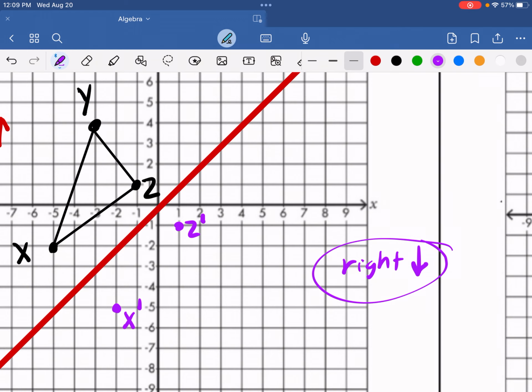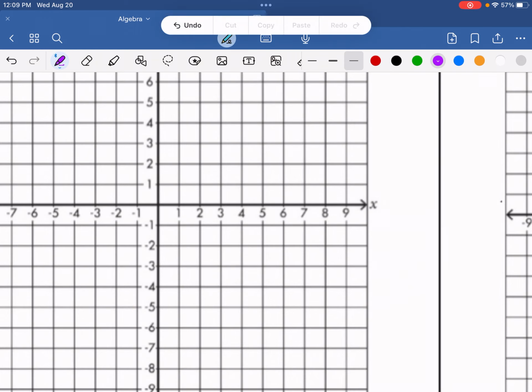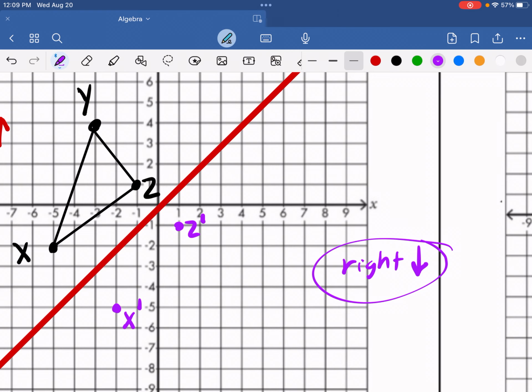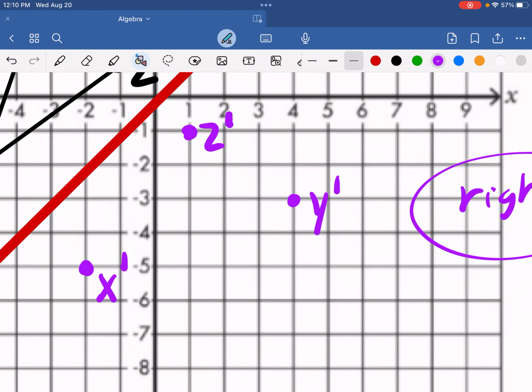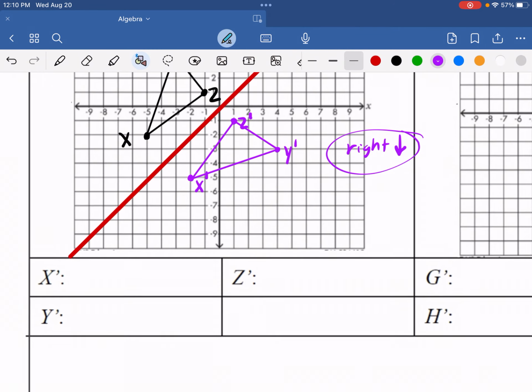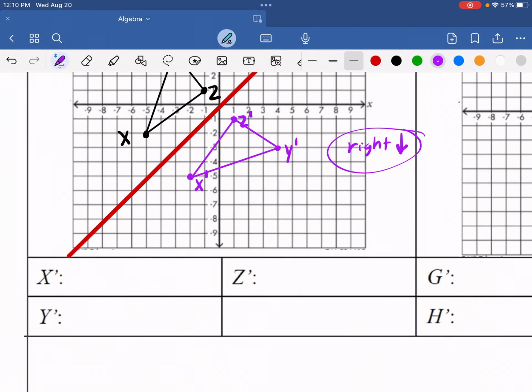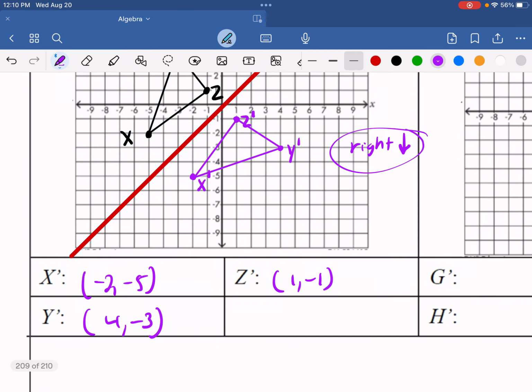So now 7 would be right here. Now you connect your points. And now you can tell me the coordinates. So the coordinates of x prime are -2, -5. Z prime is 1, -1. And y prime is 4, -3.